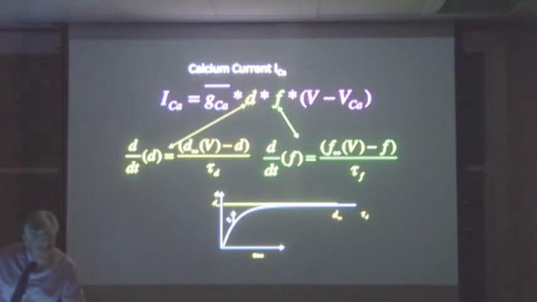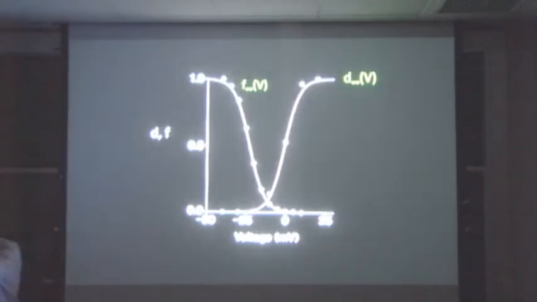And if you ask what do F infinity and D infinity, these steady state activation and inactivation gates, look like, everybody here knows this is what the activation gate looks like, this is what the inactivation looks like. But the interesting thing is, I want to call your attention to the slope of those curves, because that's going to be very important. The slope of that curve is the sensitivity of activation and inactivation to changes in voltage.